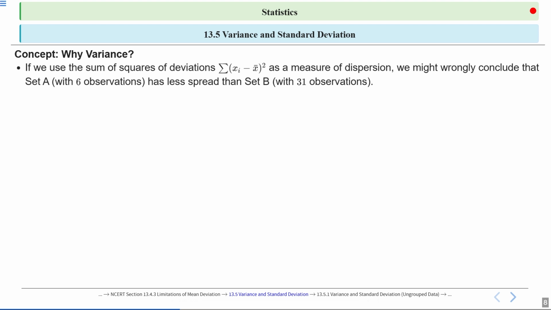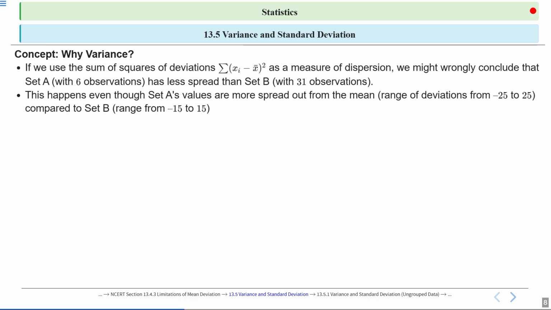Now let's look at the sum of squares of deviations, which is written as sum of xi minus x bar whole square. Here xi represents each data value and x bar is the mean of the data set. So if we use this sum as our measure of dispersion, we might mistakenly think that set A, which has 6 observations, is less spread out than set B, which has 31 observations. But this is not always true, and we will see why.